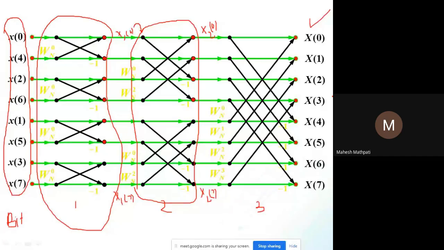Understood? Yes, sir. Any difficulty here? No, sir. Now let's move to the further part.